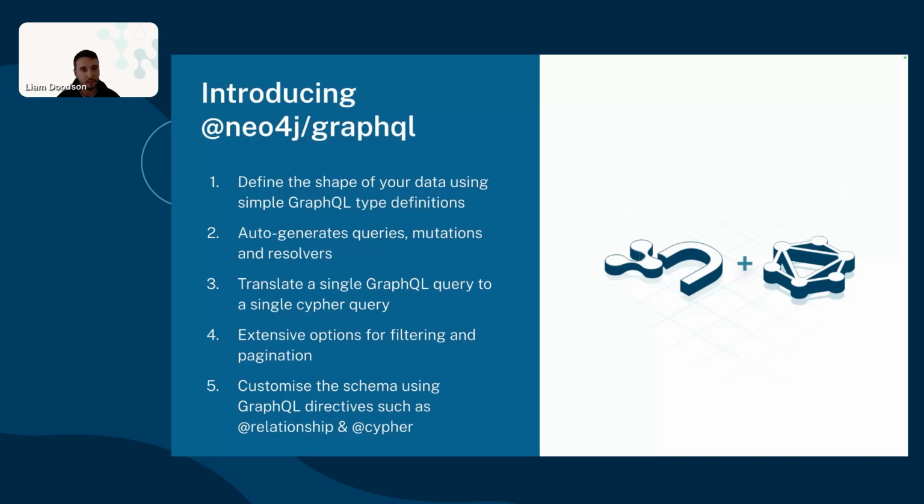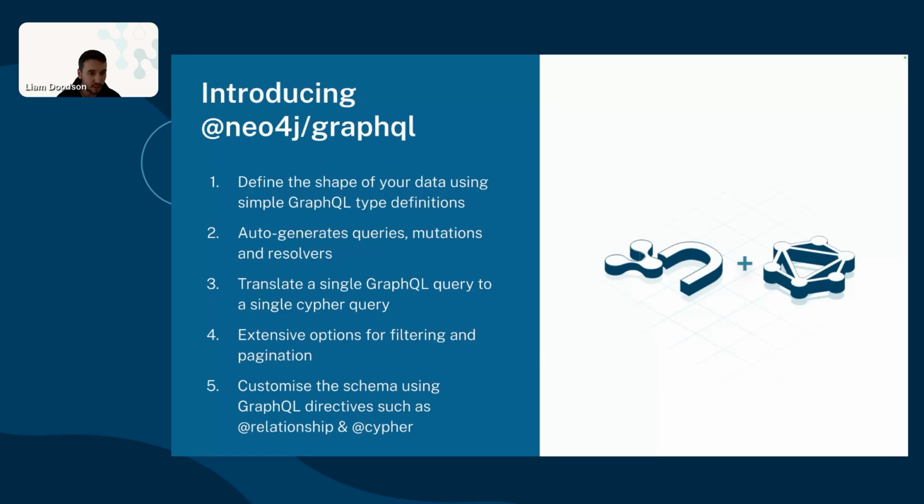So as with normal GraphQL, you need to define the shape of your data using GraphQL type definitions. But unlike before, I don't need to define any queries, mutations, and resolvers. Instead, the GraphQL library is going to automatically generate all of that for me.